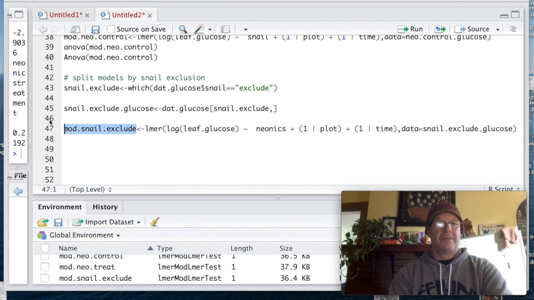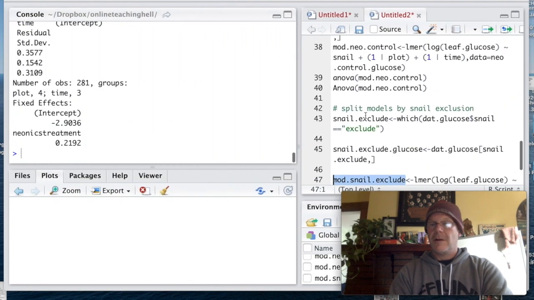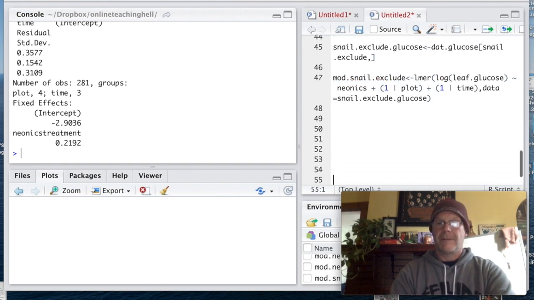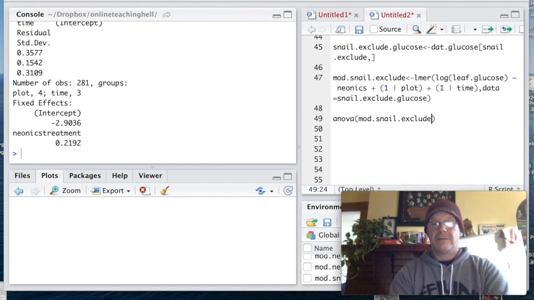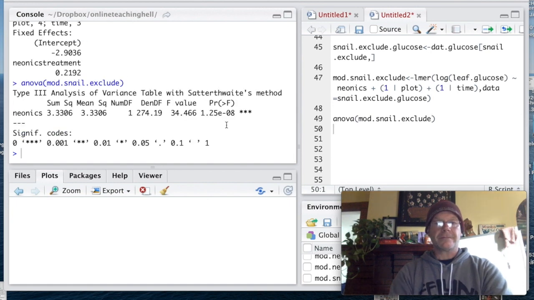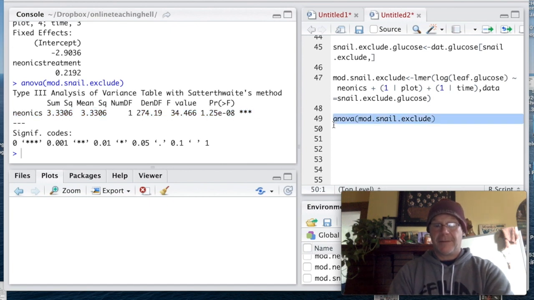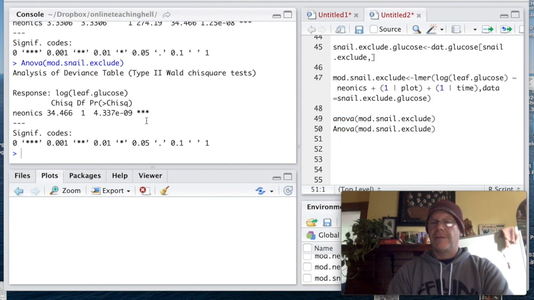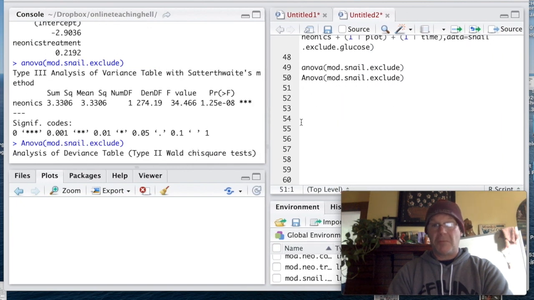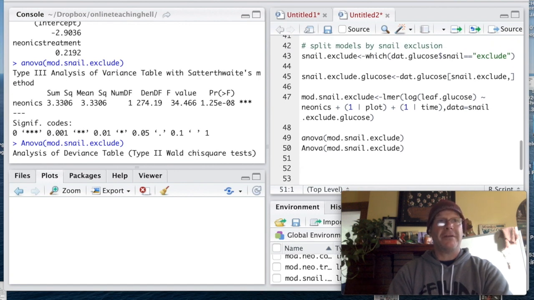Okay. Oops. And then let's go ahead and say ANOVA on mod.snail.exclude. And there we have it. Significant. All right. And then I bet we get the same answer here. Yep. And so the presence of neonics is important when snails are not present.